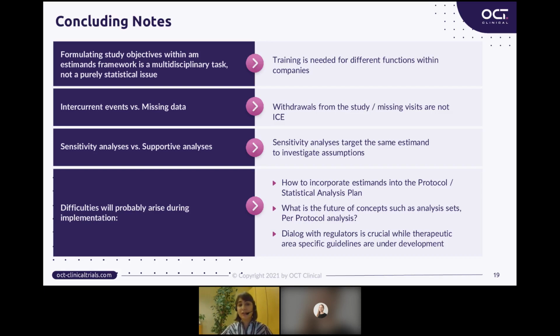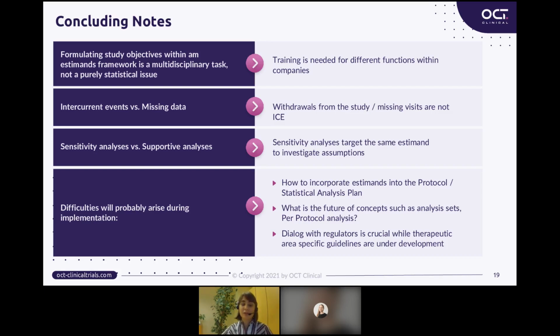Another important clarification in the addendum is a distinction between missing data and intercurrent events. Withdrawal from the study or missing a visit are not intercurrent events and should be handled in the statistical analysis. Unlike missing data, intercurrent events are not something to be avoided. Discontinuations of prescribed treatment, use of additional medication may occur in clinical practice and need to be considered when defining the clinical question of interest.